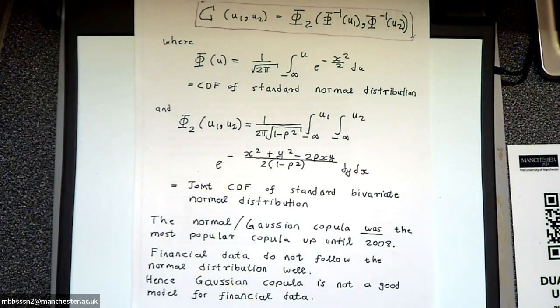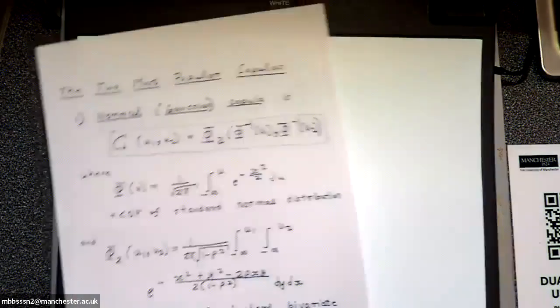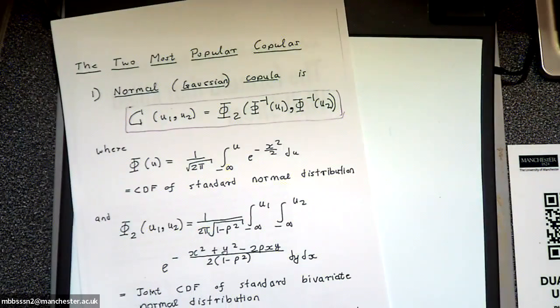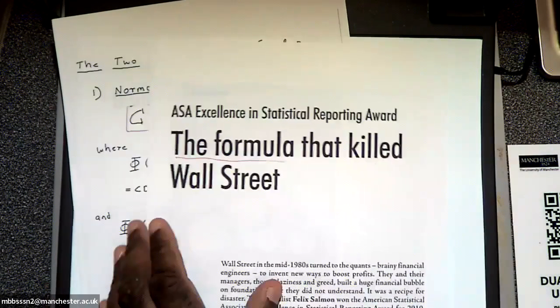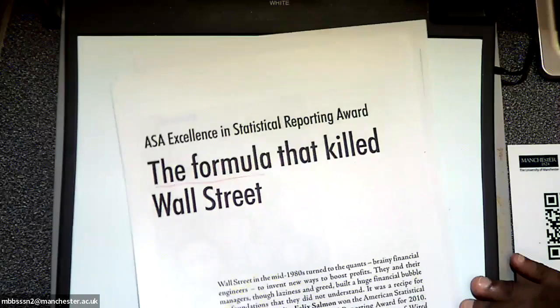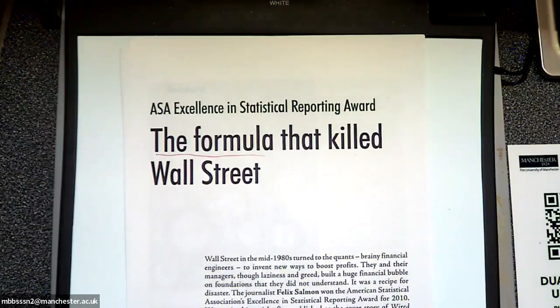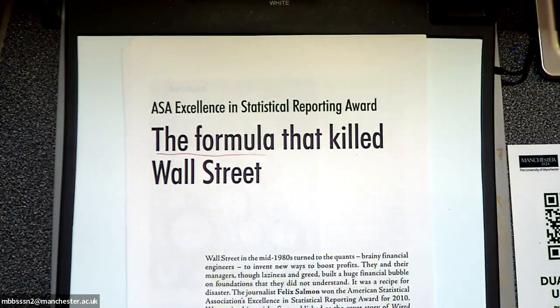Okay, so I think I gave a copy of this paper. There was a paper that was written about this. This is the paper. It says the formula that killed Wall Street. The formula that it talks about is the Gaussian copula. It says the use of the Gaussian copula led to the markets crashing around the world, not just in Wall Street.